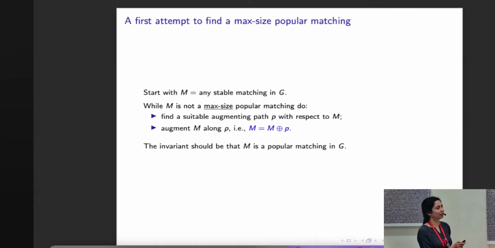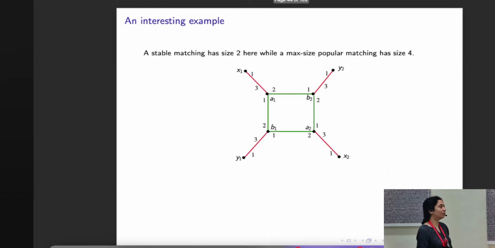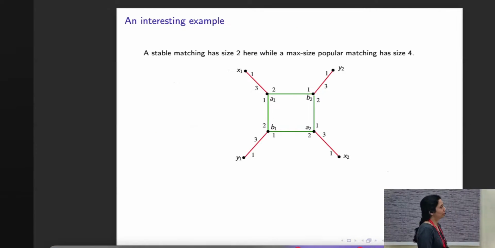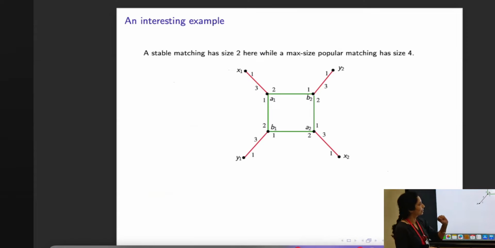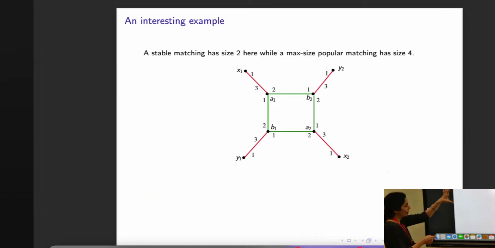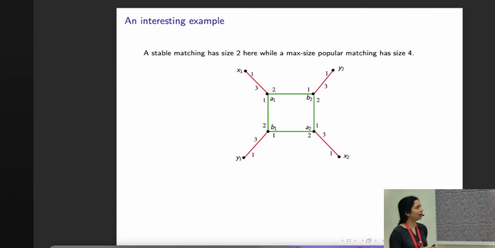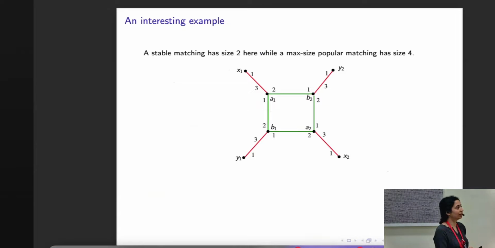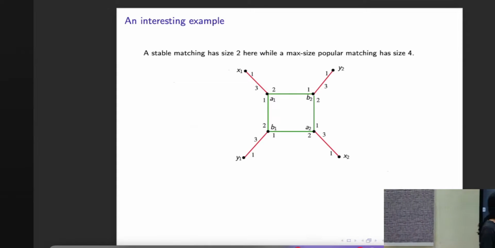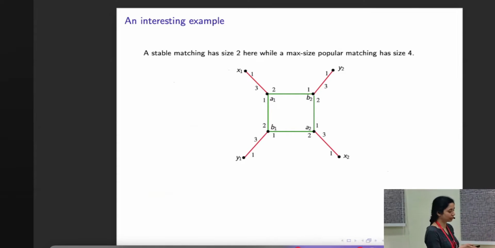Let's start with a minimum size popular matching, that's a stable matching, and look for a nice augmenting path, augment, and now again repeat the same step. Unfortunately, this idea doesn't work. So this is a small example here. On 8 vertices, there are two stable matchings here. This pair of horizontal edges, this pair of vertical edges. The two green matchings are stable here, and there is in fact a perfect matching, and that's a popular matching, and because it's perfect, it is a maximum size popular matching.